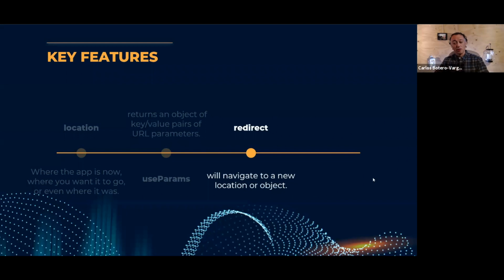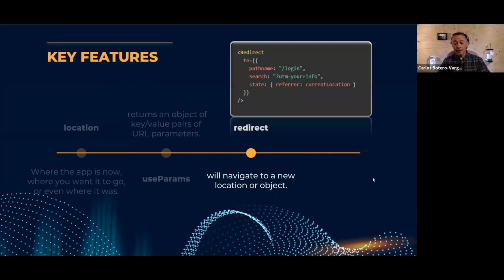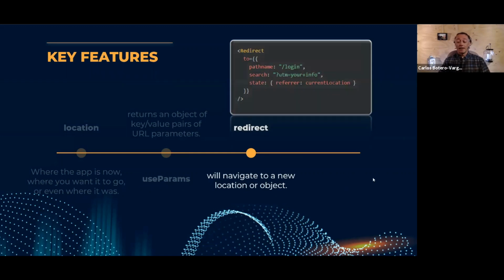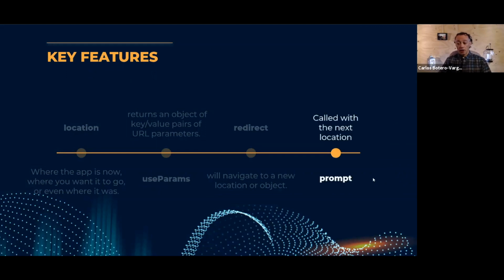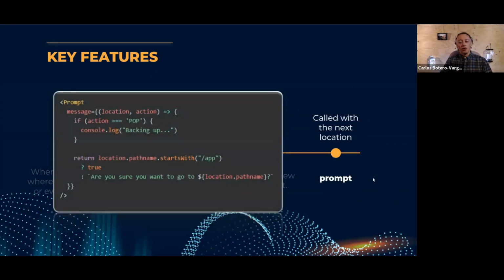Redirect, it will navigate to a new location or object. It also has the possibility to switch the entire URL, therefore switching to a new section of our application. And because it's truly passing an object, you can include as much information as you need in order to render the next component. And because the prompt will be called with the next location, we can also include information inside the HTML that the user might be reacting to. In this case, it is a question. Are you sure you want to go?